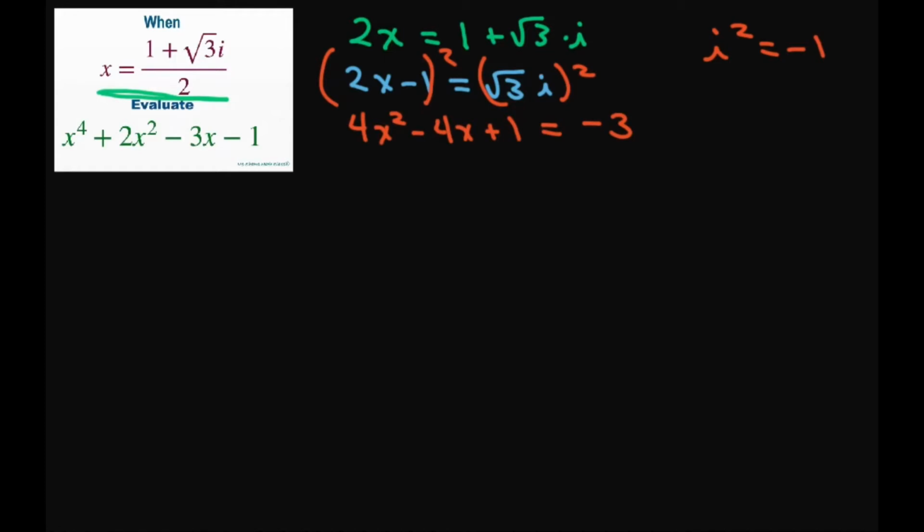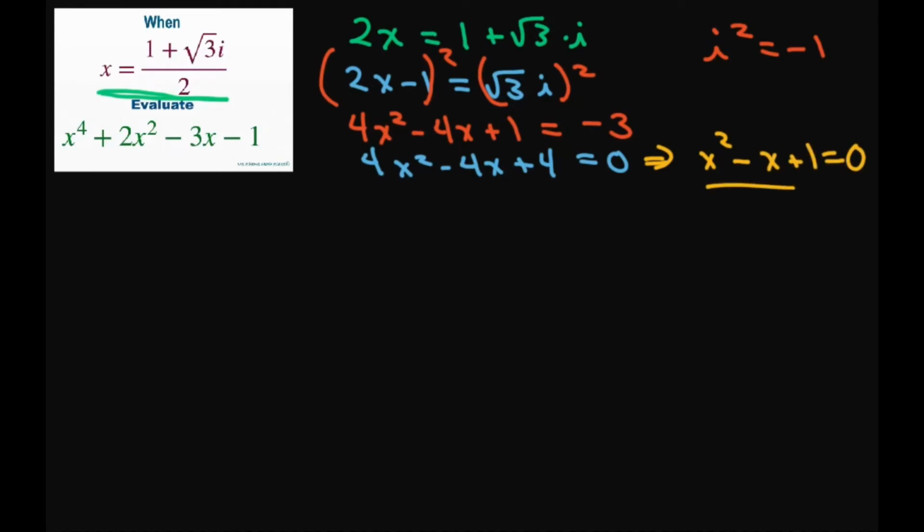All right, now I'm going to add the 3 to both sides, so we get 4x squared minus 4x plus 4 equals 0. Okay, now divide everything by 4. That's going to give you x squared minus x plus 1 equals 0. All right, so that's what this is. And we're going to divide into that using long division.